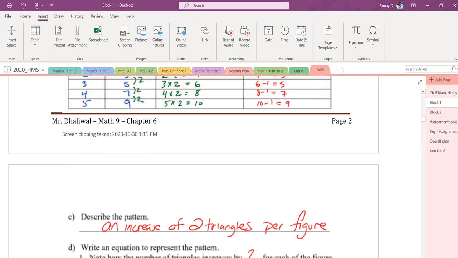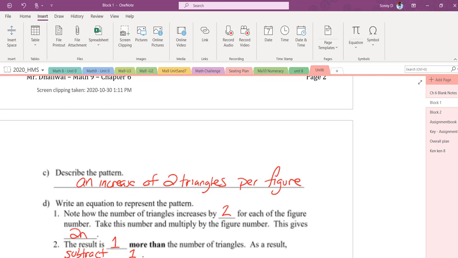All right. So then the second part here on C is translating this into an English statement. These are the word problems that you guys come across, right? So this is basically you creating the word problem. So what's the pattern, David? Every figure adds on. Every figure adds on 2 more triangles. Yeah. So I use the word increase.